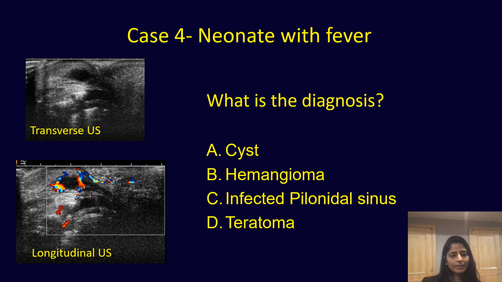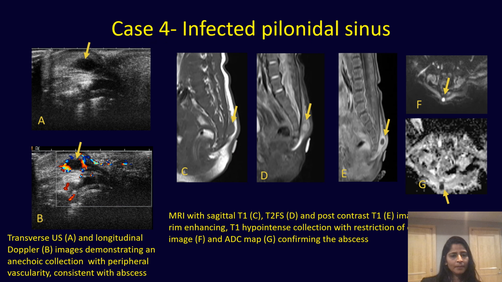The next case was of a neonate who presented with fever. What is the diagnosis? We have ultrasound and color Doppler images. The following MRI images also demonstrated the lesion, which on ultrasound was cystic and demonstrated peripheral flow, and on MRI demonstrated peripheral rim enhancement. The DWI images demonstrated diffusion restriction in the center, consistent with the diagnosis of infected pilonidal cyst, sinus.